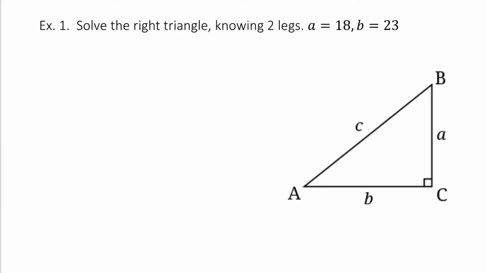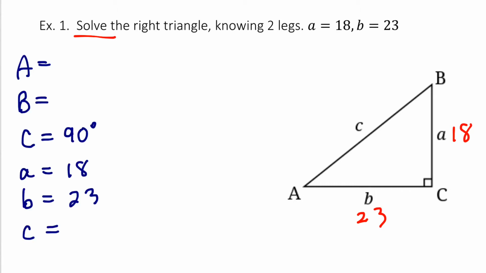So in this example here, it says solve the right triangle knowing two legs. So one of the legs, A, is 18, and the other leg is 23. So when we say solve the right triangle, that means we want all 6 pieces of information. So I generally make a chart. So here's my chart. So I put my 3 known pieces of information on there, and I'm going to find the last 3 pieces of information.